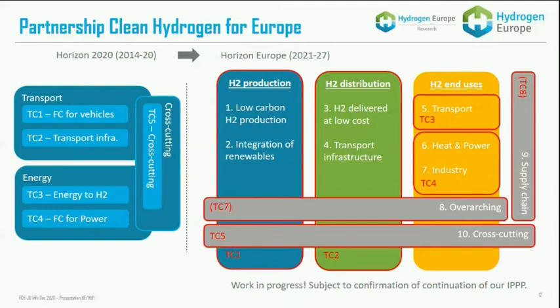And so on the left-hand side, you can see the current structure, and we would like to move to the structure on the right-hand side of the slide with three pillars: hydrogen production, distribution, and end users, with several objectives attached to those pillars. We defined again cross-cutting activities, an overarching technical committee, and the supply chain, so how to help industrialization of the sector. This is all a work in progress.